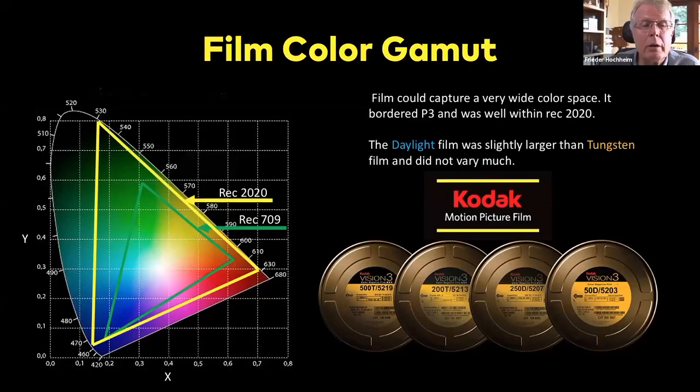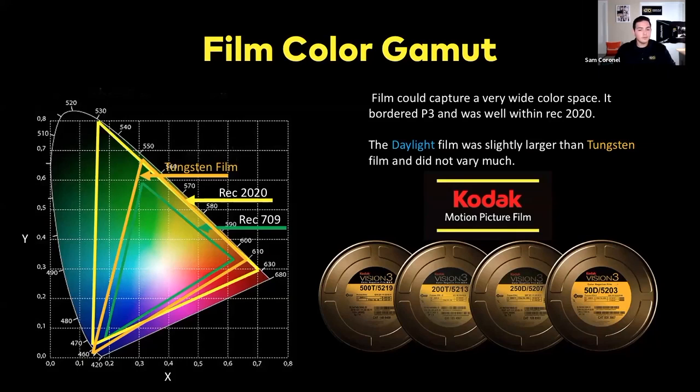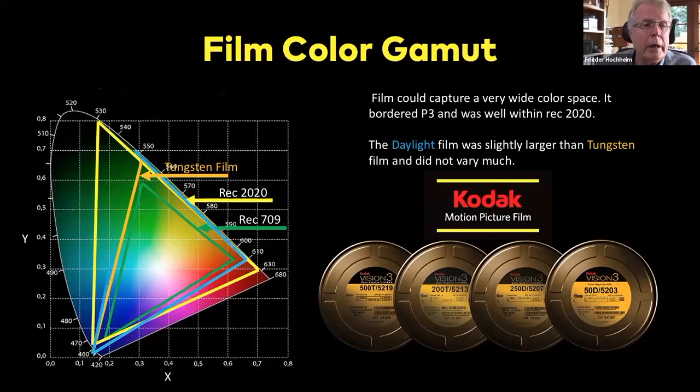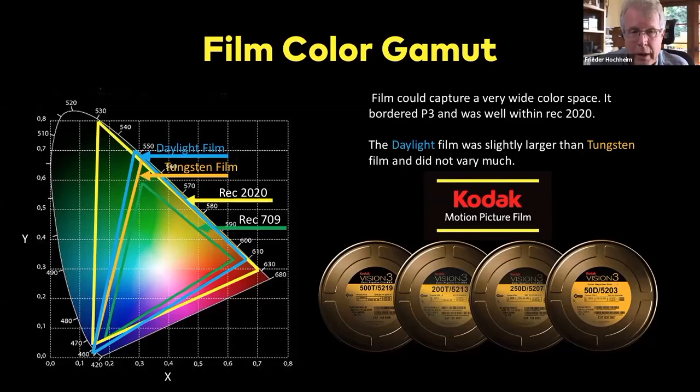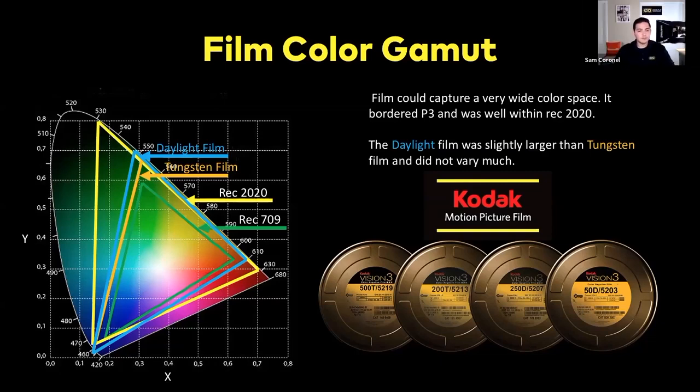there's Rec 2020, which is where a lot of the display devices are going towards. And so let's see how this works out. So here's tungsten. And you can see it falls just out of 709, but within 2020. And there's daylight. So what it tells us is that if you're going to remaster a film negative into 2020, your general white reproduction is going to be pretty much the same.